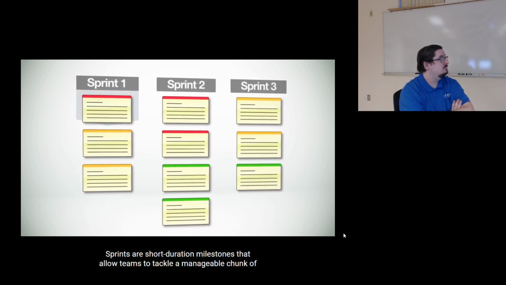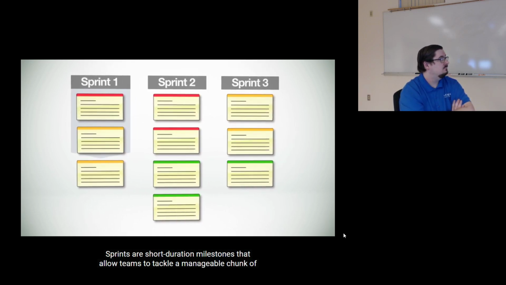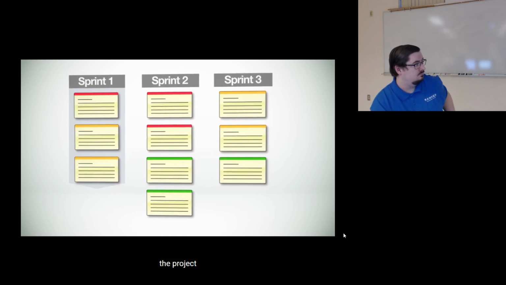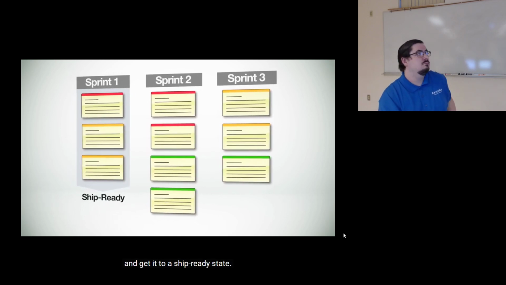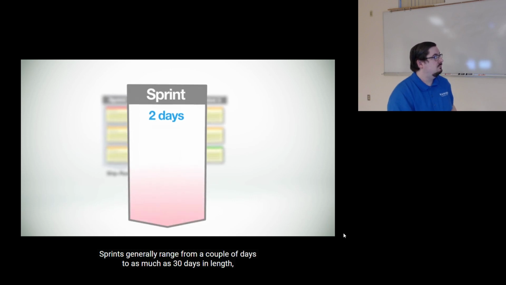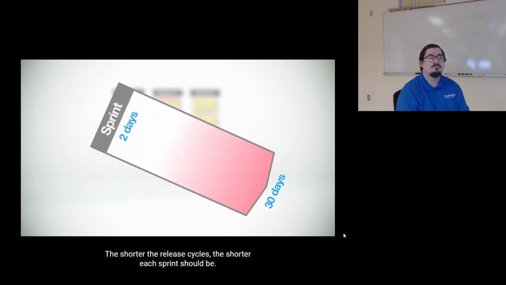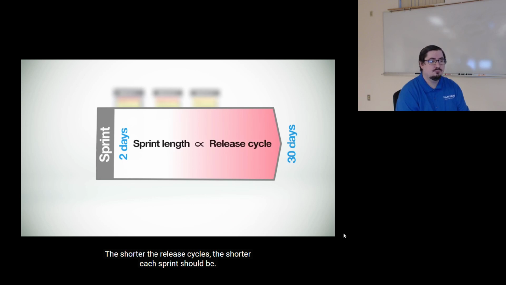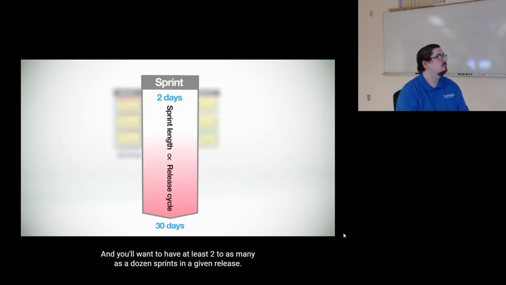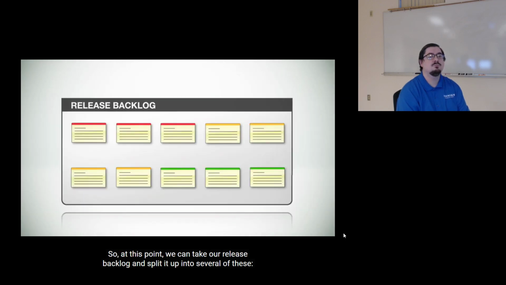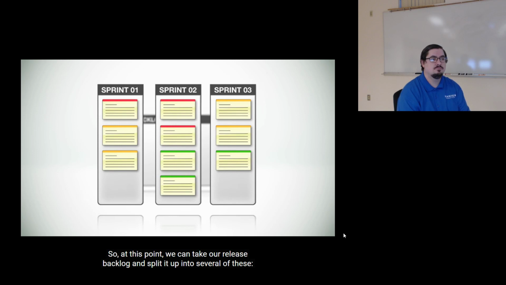Sprints are short duration milestones that allow teams to tackle a manageable chunk of the project and get it to a ship-ready state. Sprints generally range from a couple of days to as much as 30 days in length, depending on the product's release cycles. The shorter the release cycles, the shorter each sprint should be. And you'll want to have at least 2 to as many as a dozen sprints in a given release. So at this point, we can take our release backlog and split it up into several of these sprint backlogs.